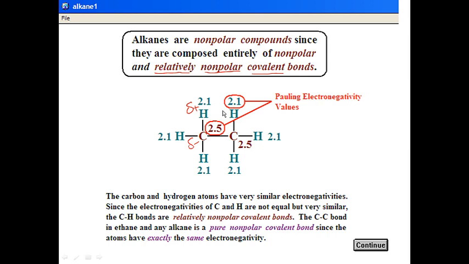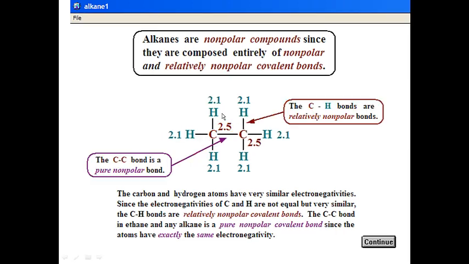And there are lots of examples of alkanes. The really long-chained alkanes make up things like waxes and oils, and we know that they don't dissolve in water because of the fact that they are nonpolar. Okay, and so we have the relatively nonpolar carbon-hydrogen bonds and the purely covalent carbon-carbon bonds.